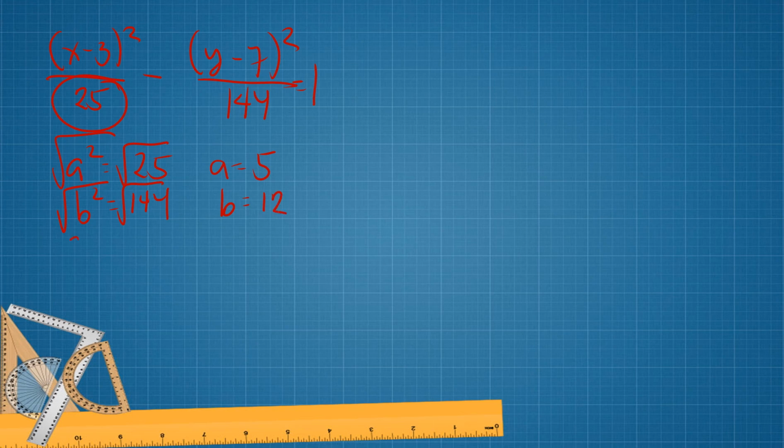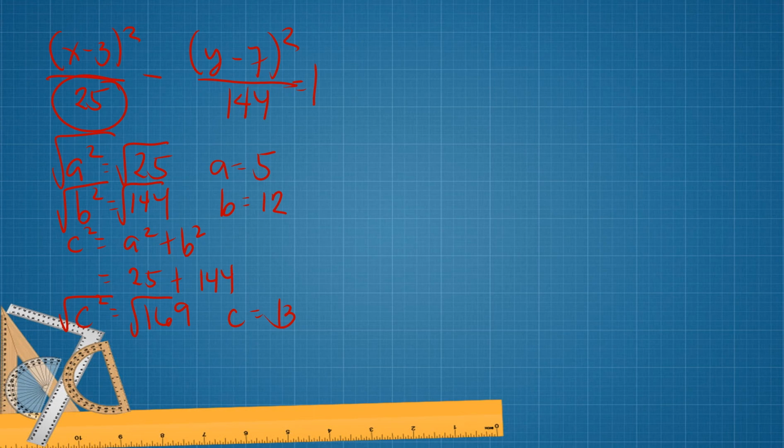To find the value of c, we use c squared equals a squared plus b squared. By substituting all the values, we have 25 plus 144. So therefore, c squared is equal to 169. To get the value of c, we need to get the square root of both sides. So c is equal to 13. Therefore, the values of a, b, and c are 5, 12, and 13 consecutively.